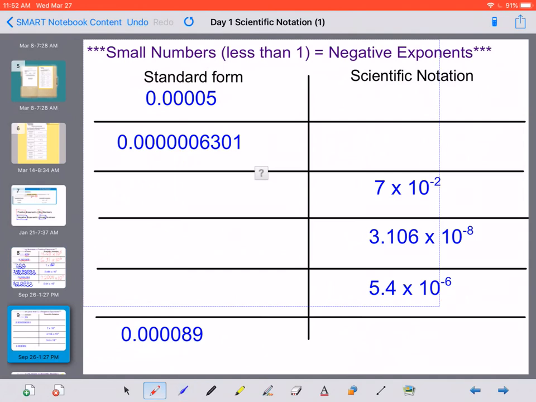Here we have small numbers. These are going to be less than 1. So this time we're going to use negative exponents. So again, the same thing. I'm going to move my decimal point to in front of the first number. This one is 5, so I'm going to move it 1, 2, 3, 4, 5 spaces. So I'm going to have 5 times 10. Now because it's a small number, I'm going to put a negative exponent. We moved it 5 spaces.